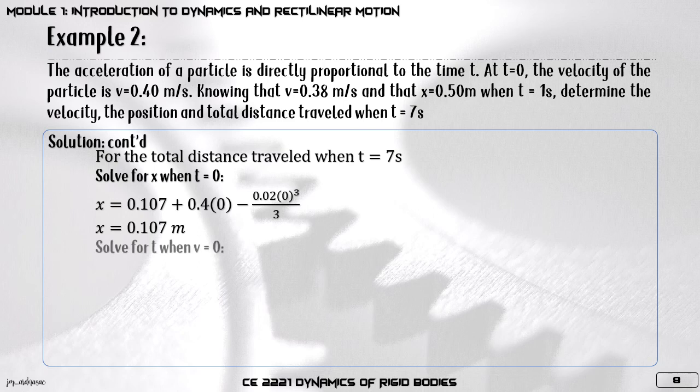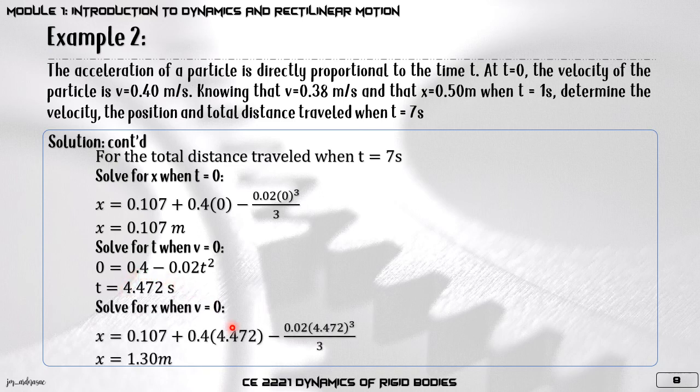So in that case, we'll now solve for the time when the velocity is equal to 0. So we'll now have the equation 0, or the velocity, is equal to 0.4 minus 0.02 t squared, giving us a value of 4.472 seconds. And at the same time, we'll solve for the position of the particle during this time. So we'll now substitute time in the position equation, giving us a value of x equal to 1.3 meters.